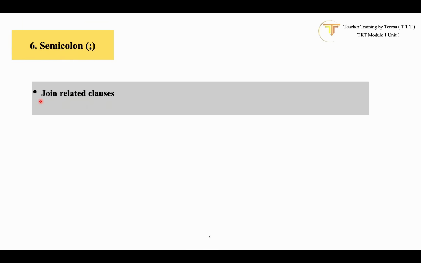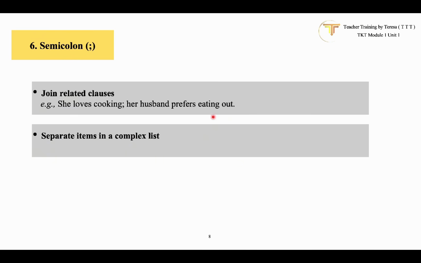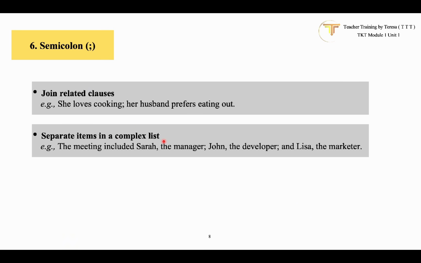6. Semicolon. Join related clauses. She loves cooking; her husband prefers eating out. Separate items in a complex list. The meeting included Sarah, the manager; John, the developer; and Lisa, the marketer.